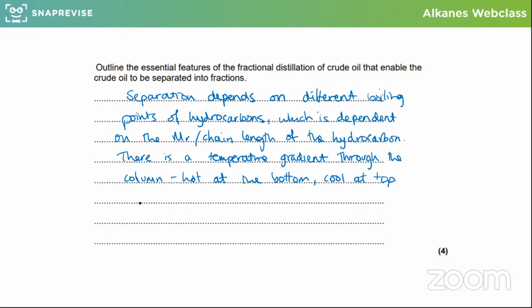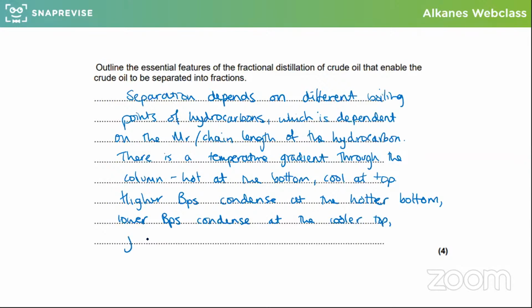And then we've said higher boiling points condense at the hotter bottom. That's a great phrase. And lower boiling points condense at the cooler top. And then we can also say, or actually no, I'll change that, I'll say lowest boiling points leave the column as gases at the top.